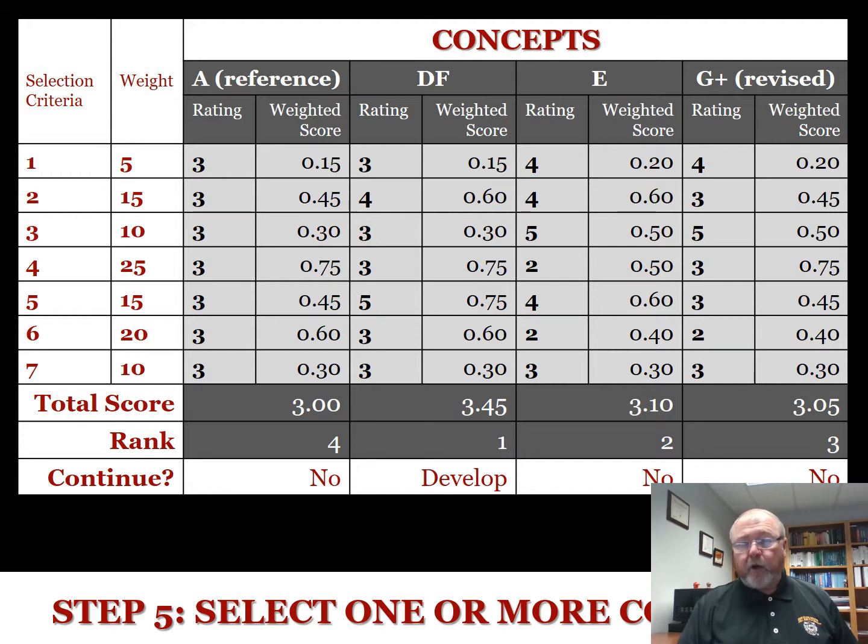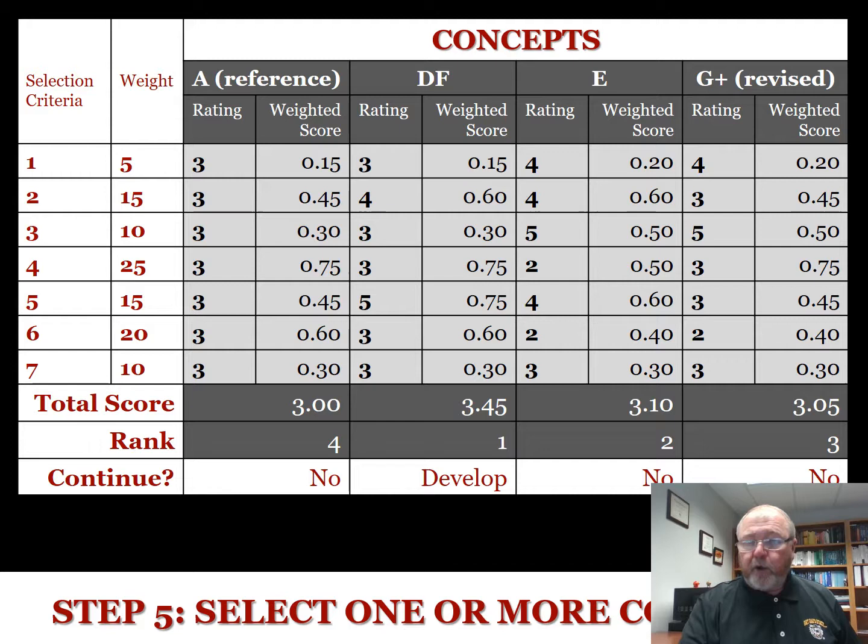Now, I wasn't paying a whole lot of close attention to what I entered as no, no, no, and develop down at the bottom. But it's the same sort of idea that you just saw in concept screening. You're going to have that deeper discussion. The overall rank: this first concept, concept A, the reference, scored lowest. E and G plus scored next, second lowest was G plus, and third lowest was E, but all of those were actually very similar. Whereas DF did stand apart from the others.